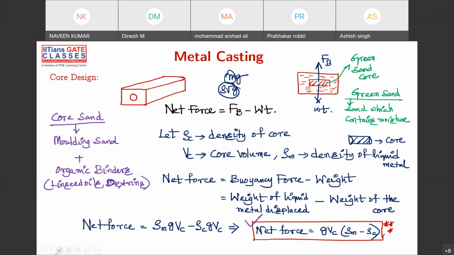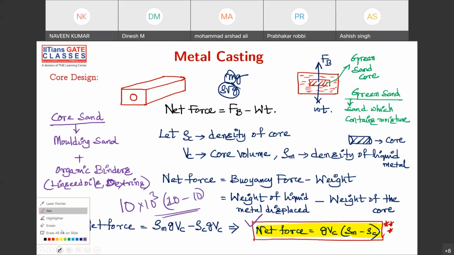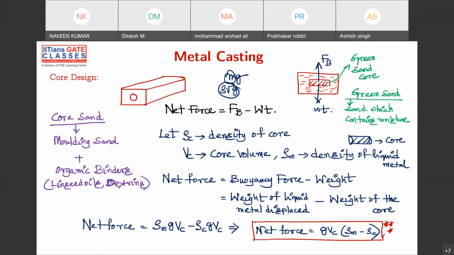Very important formula, very important formula. But I hope they won't be asking exactly to solve this question. Sometimes it might happen that they'll give you easy numericals, like gravity is 10, volume is 10 cube, density is 20 minus 10, something like that. This calculation is easy, so they might ask, but calculation-wise it won't be that difficult. Very important formula, please do remember this. This kind of formula you have to write in your short notes.